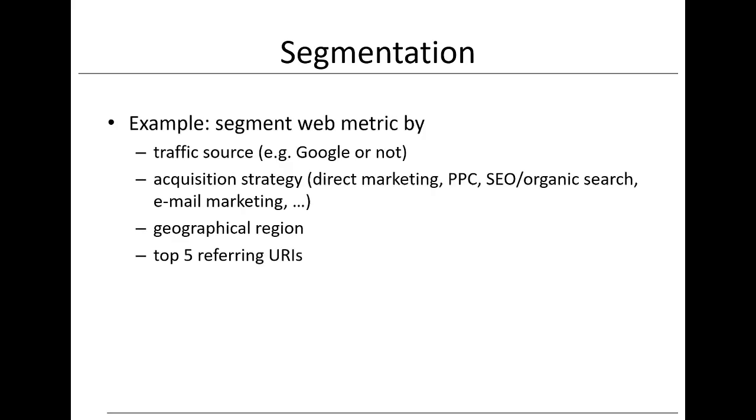As an example, we can segment our web metric by traffic source such as Google or not, acquisition strategy such as direct marketing, PPC (pay-per-click), SEO (search engine optimization) or organic search, email marketing, newsletter, affiliates, etc., geographical region, or the top 5 referring URIs.